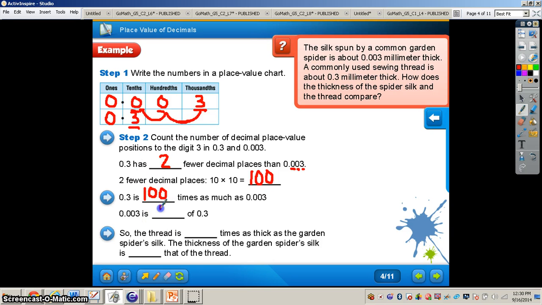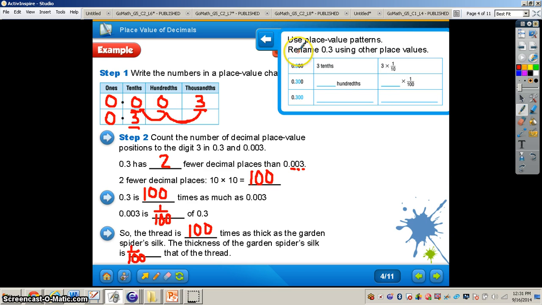Okay, so we could see that moving from 3/1000ths to 3/10ths, we can see that 3/1000ths is actually 1/100th of 3/10. So therefore, the thread is 100 times as thick as the garden spider silk. The thickness of the garden spider silk is 1/100th that of the thread.